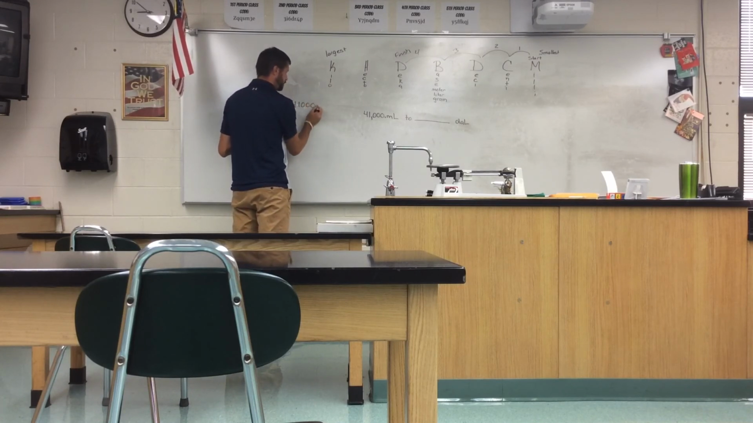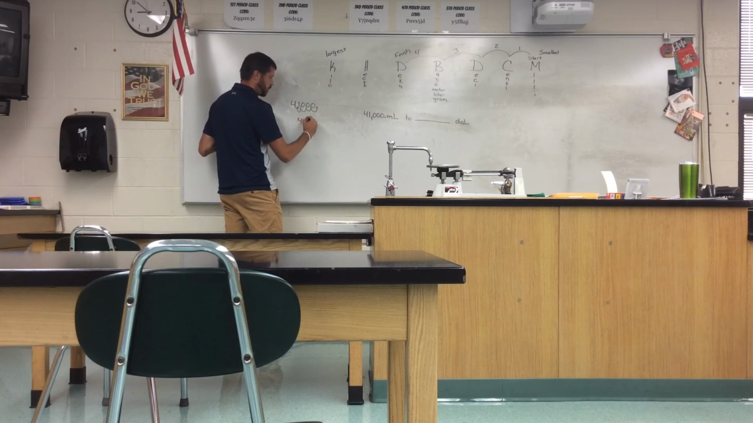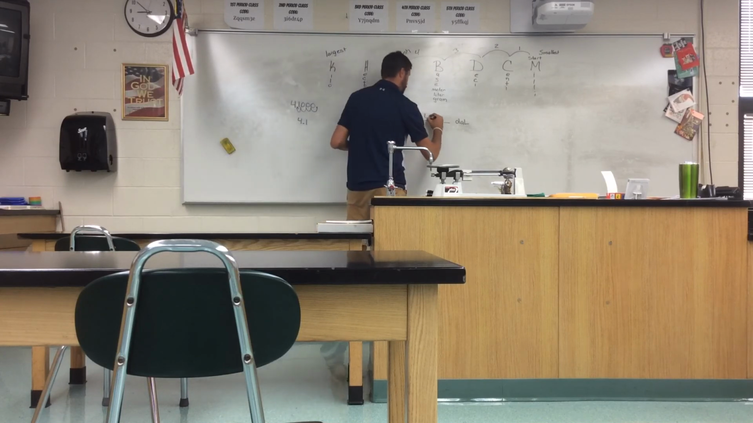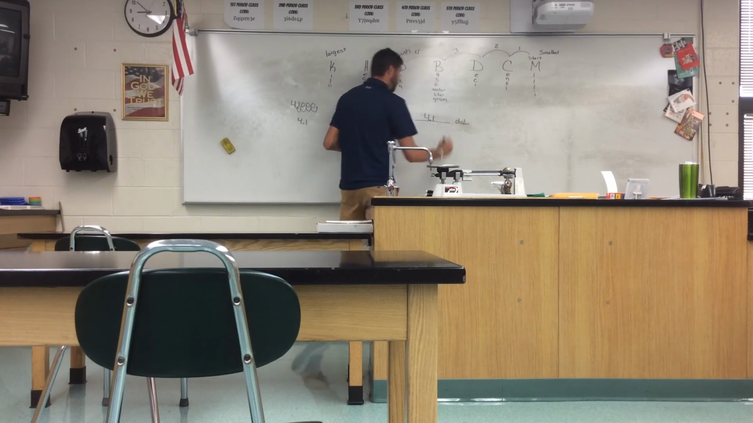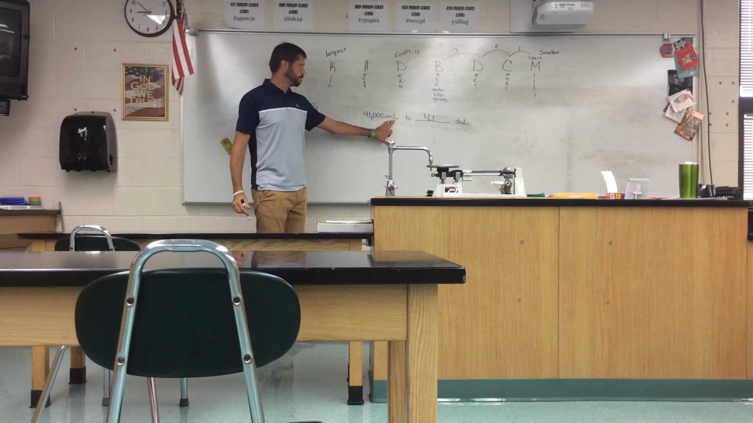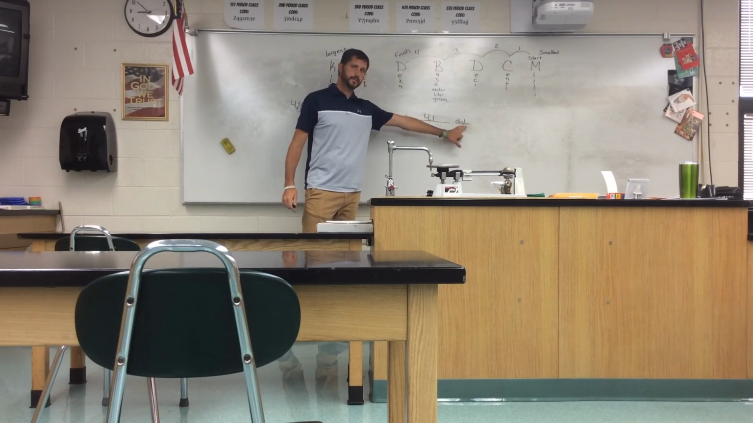All right, so 41,000. We're going to go to the left 4 times. Once, twice, 3 times, 4 times. So my decimal goes between the 4 and the 1. 4.1. So 41,000 milliliters converts to 4.1 deciliters. Okay?